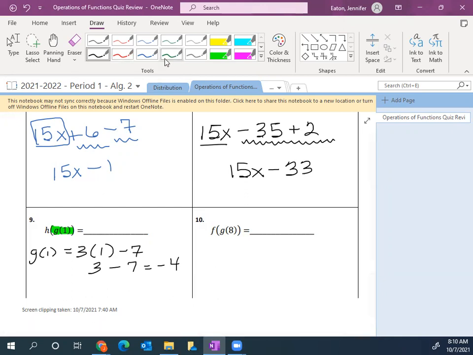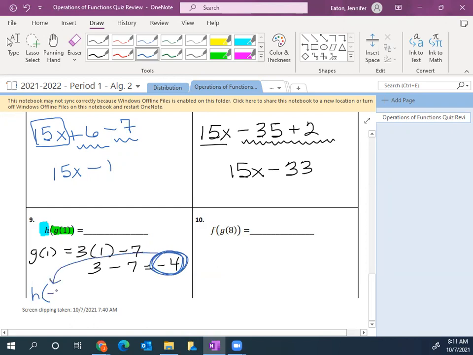We're not done. That's our g equation. Now we have to plug it in for the h equation. So we say h of, we take this number that we just found. It's like a step-by-step. You need to have the first answer to get to the second. So h of negative 4. The h equation is x squared minus 4. So I'm going to say negative 4 squared minus 4.